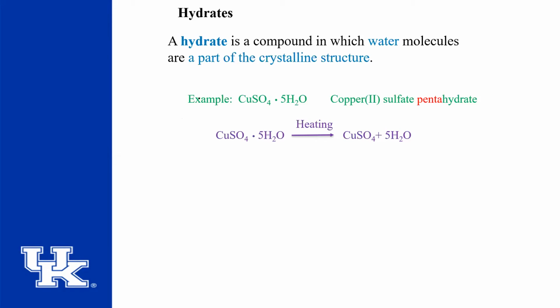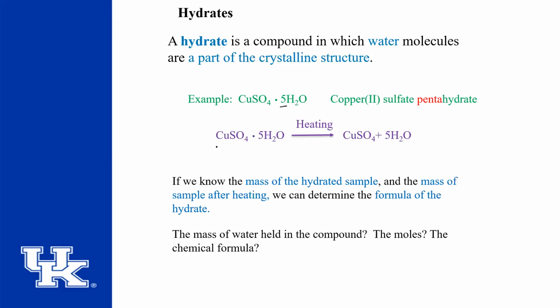A hydrate is a compound in which water molecules are part of the crystalline structure. For example, copper 2 sulfate pentahydrate has 5 water molecules for each 1 copper 2 sulfate molecule. When a hydrate is heated, water will break away from the overall crystalline structure, and the anhydrous solid will dissolve in the water. If we know the mass of the hydrated sample, and we know the mass of the sample after heating, we can determine the formula of the hydrate.